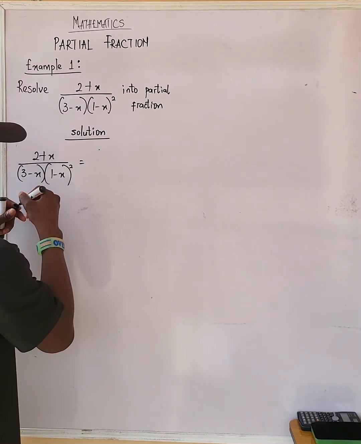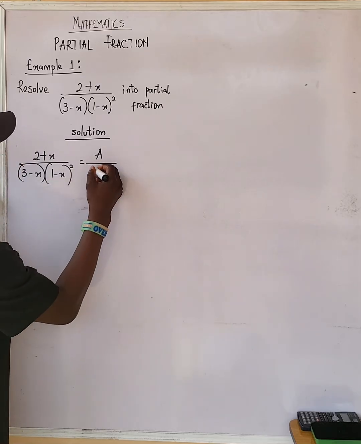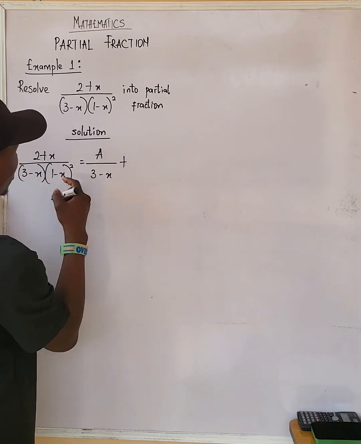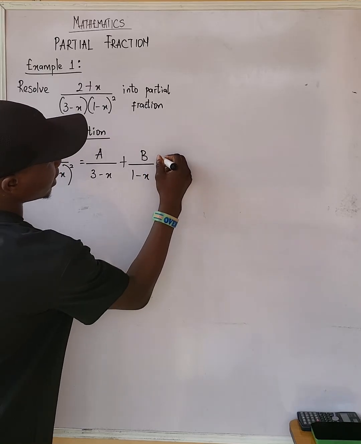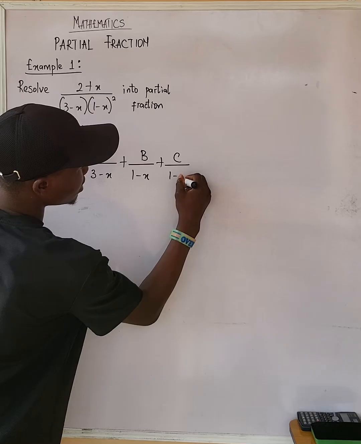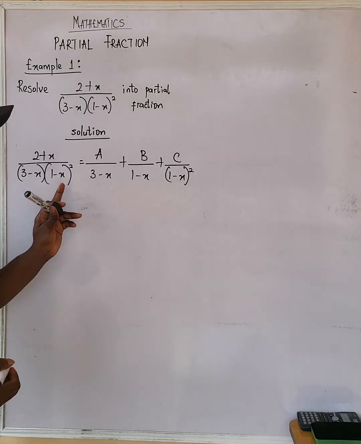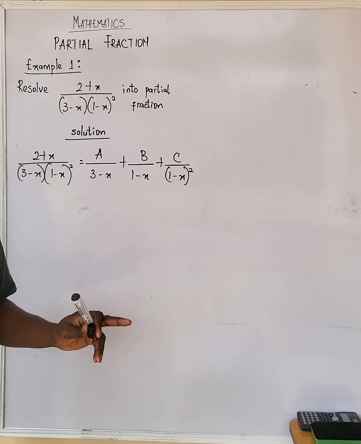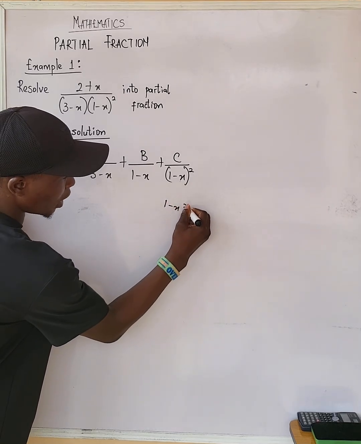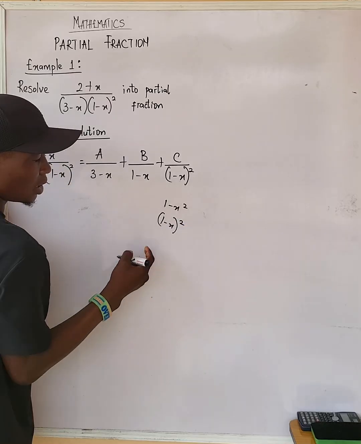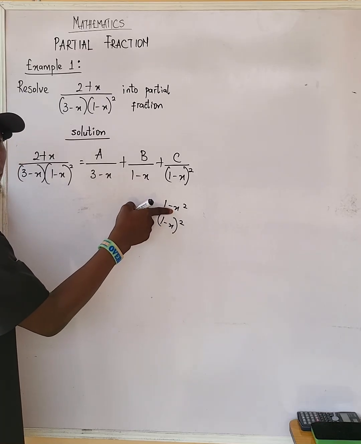Let's start. That would be A over the first one here, 3 minus x, then plus B over 1 minus x, then you have another one, C over (1 minus x) all square. This is not difference of two squares. Don't go and say (1 minus x)(1 plus x). No. There is a difference between 1 minus x squared and (1 minus x) all square. This is a repeated linear, while the other is a quadratic factor.